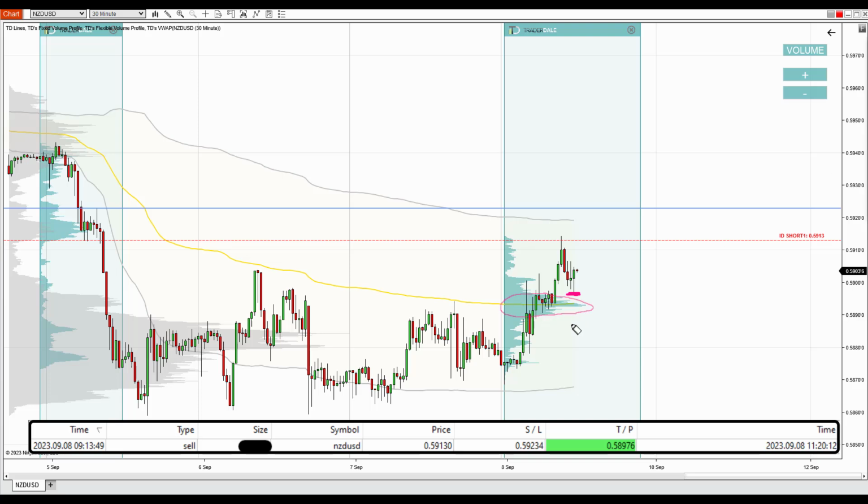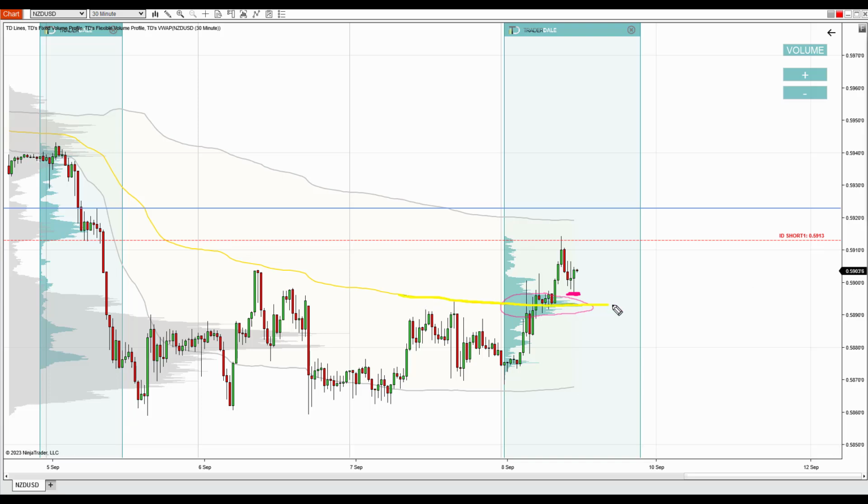And also there is the VWAP line, this yellow line. And this yellow line very often works as a magnet. The price tends to go back to it, as for example in here or in here. And this was another reason why I wanted to quit the trade somewhere in here.